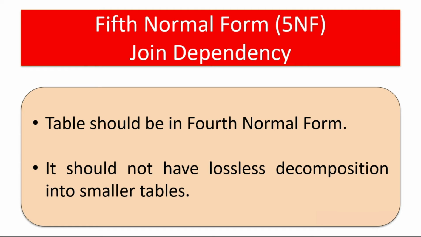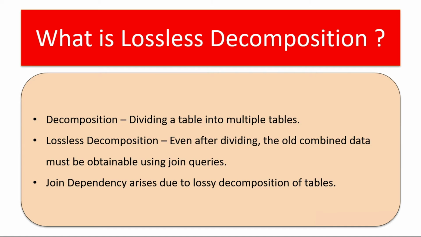For a table to follow fifth normal form, the first thing is it should follow fourth normal form, which means it should follow all the previous normal forms: first normal form, second normal form, Boyce-Codd normal form, fourth normal form, everything. Then second point, it should not have lossless decomposition into smaller tables. So what do you mean by lossless decomposition? First let us see what is decomposition. Decomposition is nothing but dividing a bigger table into multiple smaller tables.